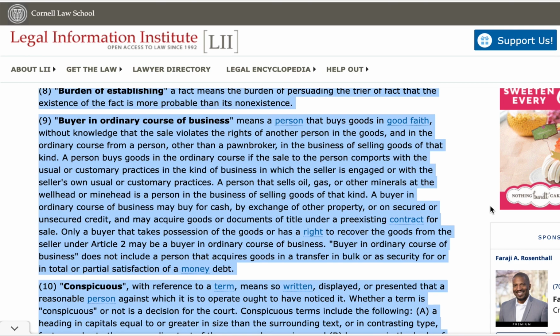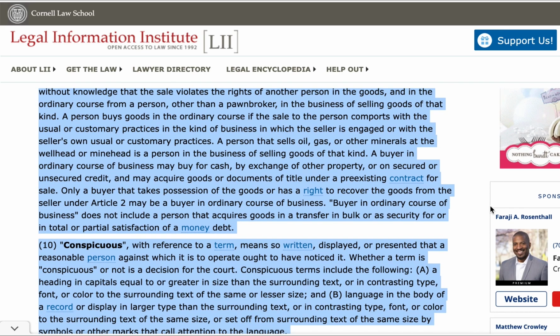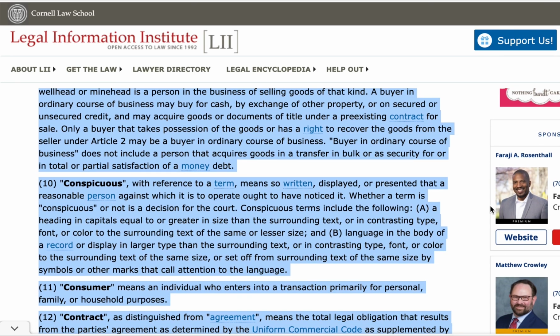A buyer in ordinary course of business may buy for cash, by exchange of other property, or on secured or unsecured credit, and may acquire goods or documents of title under a pre-existing contract for sale. Only a buyer that takes possession of the goods or has a right to recover the goods from the seller under Article 2 may be a buyer in ordinary course of business. Buyer in ordinary course of business does not include a person that acquires goods in a transfer in bulk or as security for or in total or partial satisfaction of a money debt.